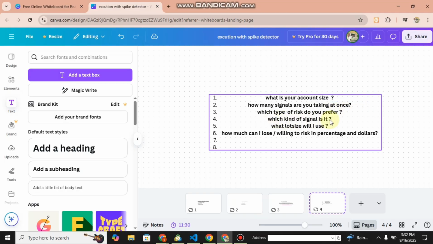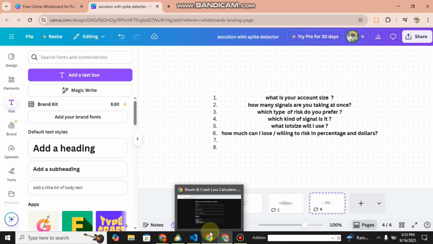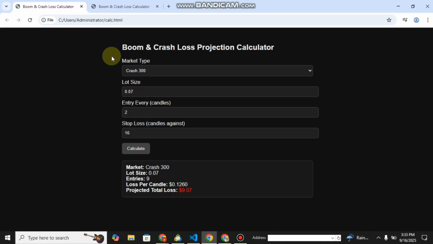Which kind of signal is it? We also have three types of signal: high probability, low probability. That one you'll learn in future videos. What lot size should I use? And the account size and lot size, this is the main question that I get asked most of the time. And how much will I lose, or am I willing to risk, in percentage or in dollars for a specific trade? And allow me to introduce you to a tool that I use to calculate all that: the Boom and Crash loss and profit projection calculator.